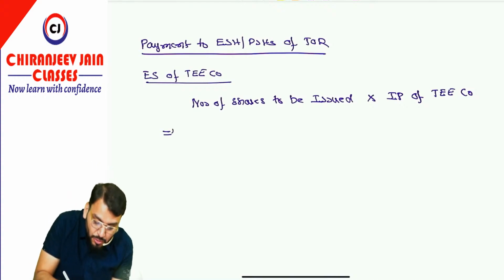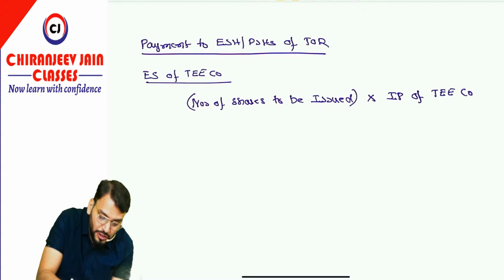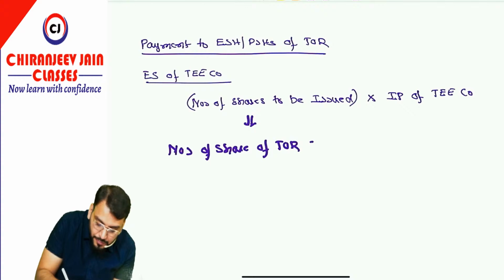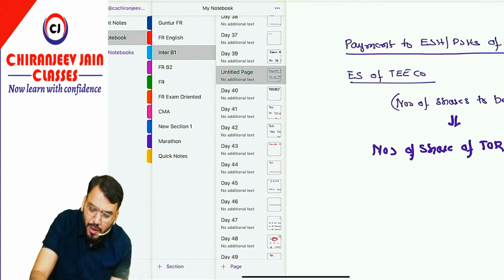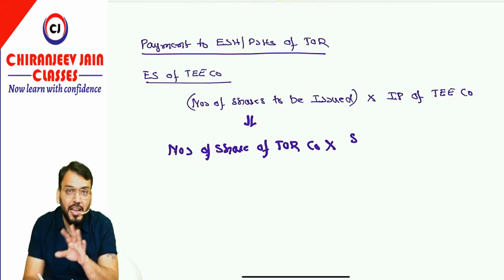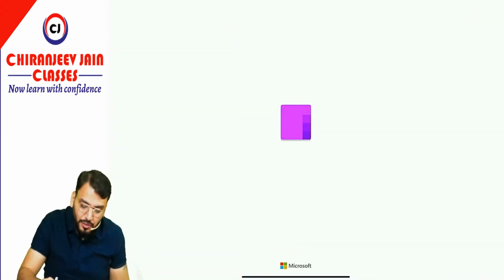Number of shares to be issued is not given. Suppose it is not given directly, then how to calculate this? Tell me. This will be the number of shares of the transferor company multiplied by the swap ratio. Swap ratio, I hope you understood, is like for 2 equity shares, 3 equity shares will be issued; the swap ratio will be given, correct. So it will be multiplied by the swap ratio, or we call it the exchange ratio. Either we call it swap ratio or exchange ratio.